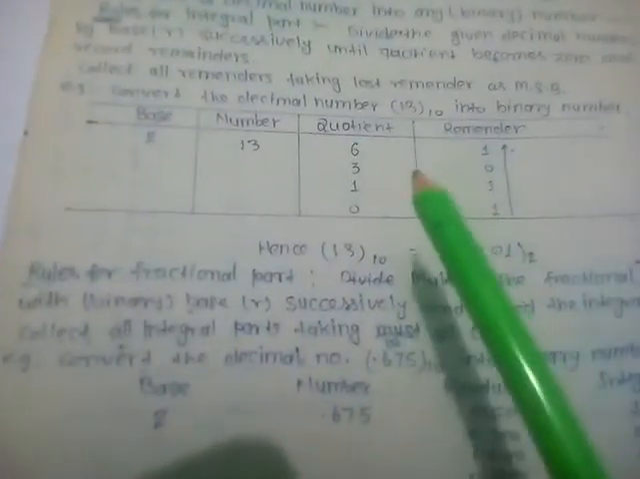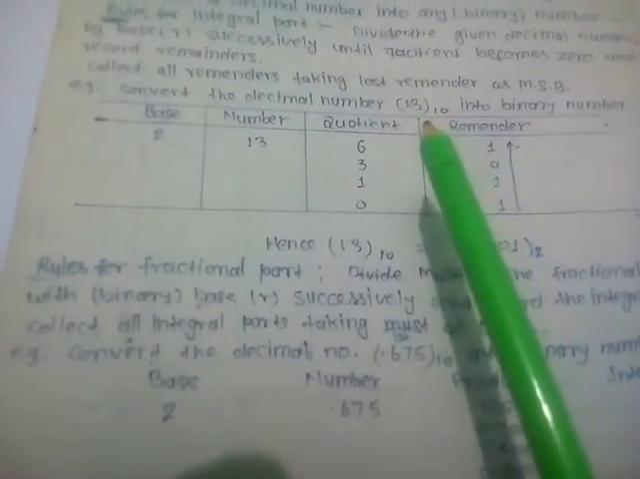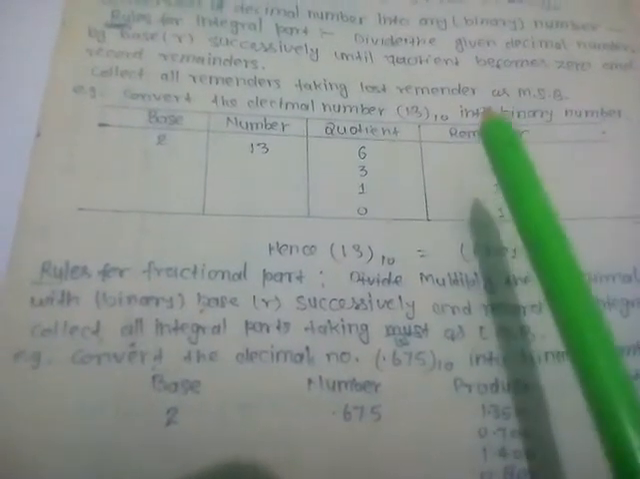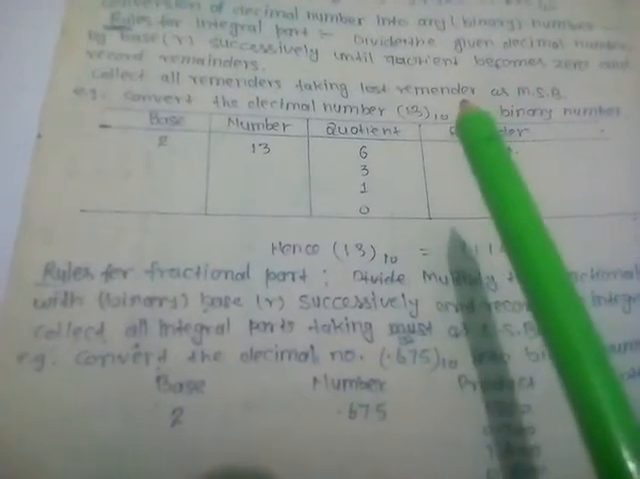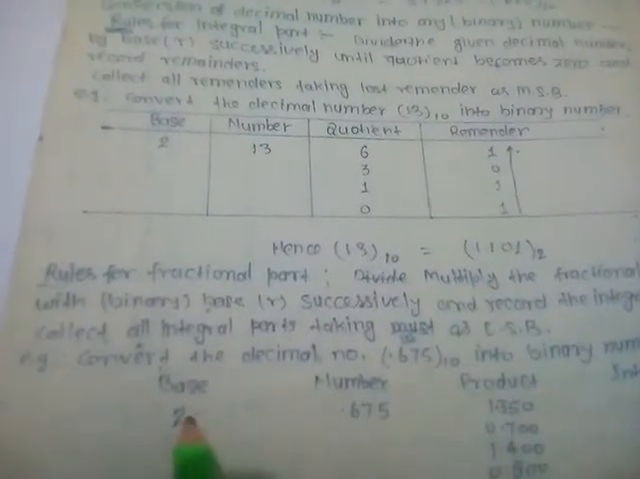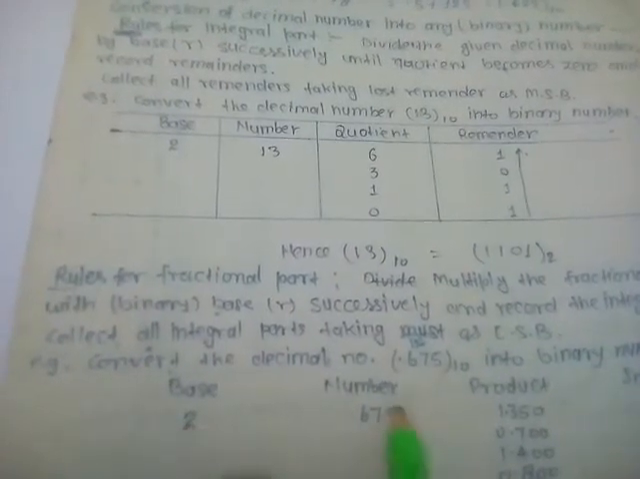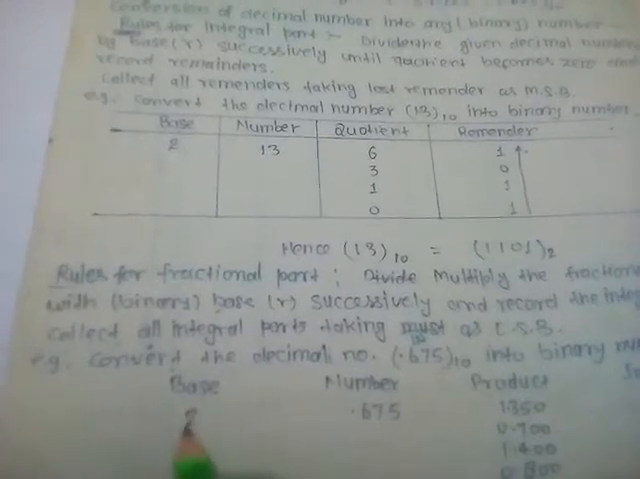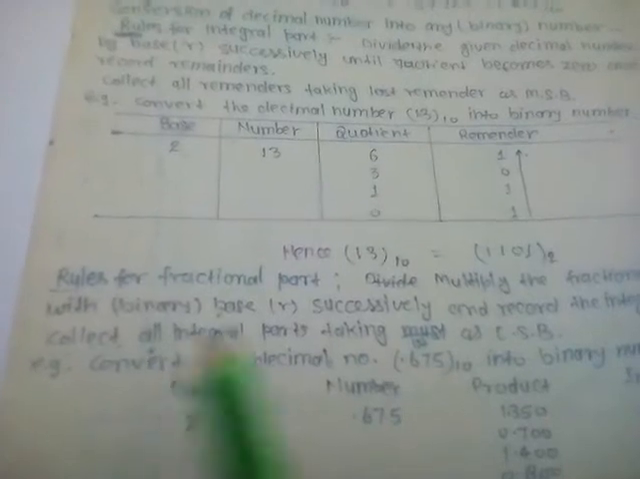I would like to tell you this rule is for decimal number that can be converted into the binary, hexadecimal, octal. Here we gave example for the binary number. If you want to convert in octal, then the base would be 8 and multiply the given number by the base. If you want to convert in hexadecimal, then base will be 16 and multiply this number by the base 16 in this way.